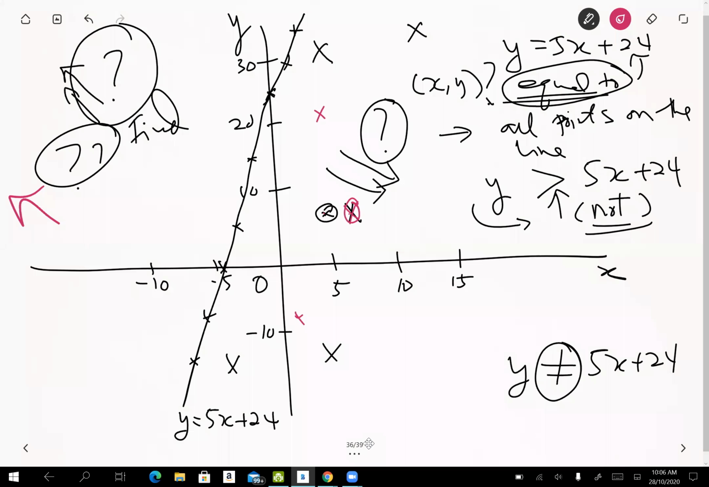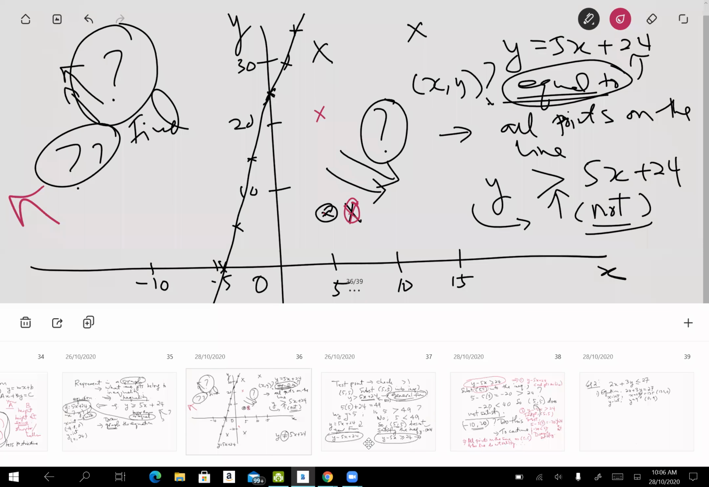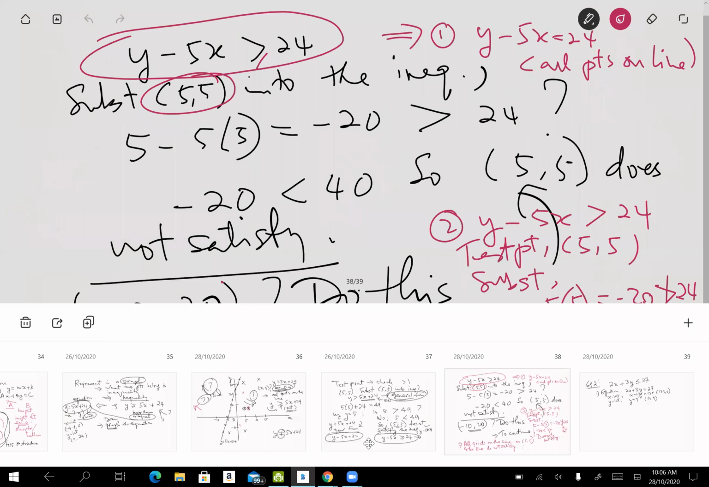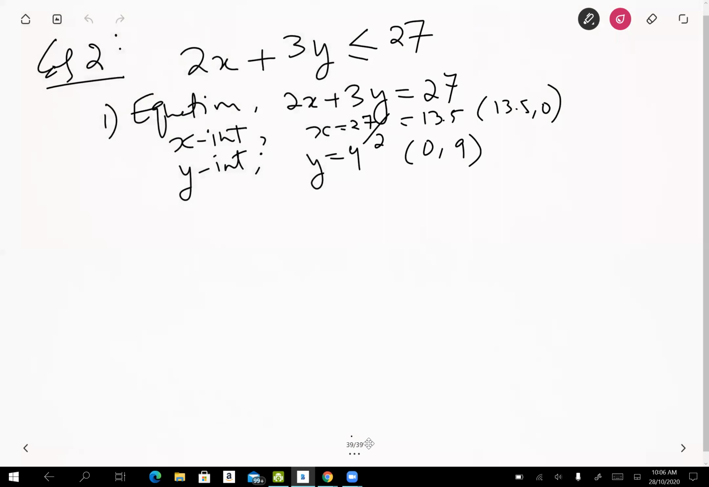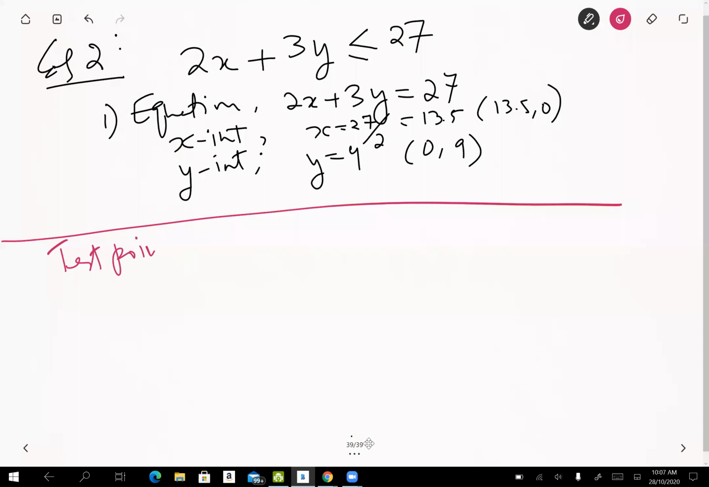So we take one point, as we did earlier. We choose negative 10, 20. So what we do, we come back to this one afterwards, all right? So that will be the second test point. Okay, our test point is negative 10, 20.